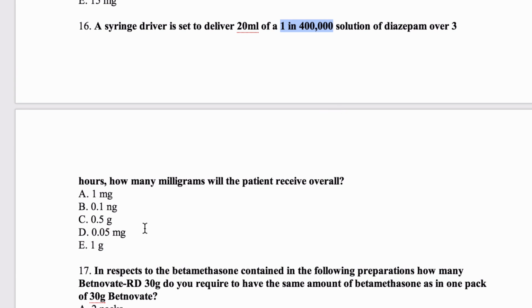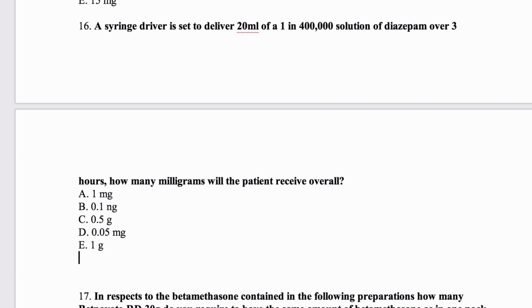It's easy. Over 3 hours, how many milligrams? So you just have to cross multiply. Yeah, it's cross multiply. So all you're doing is 1 gram in 4. 1 gram is 1,000 milligrams. So 1,000 times 20 divided by 400,000. Exactly. So yeah, you can do that.